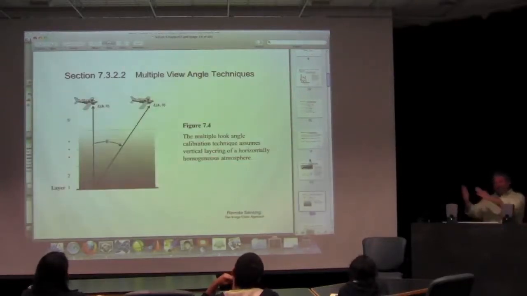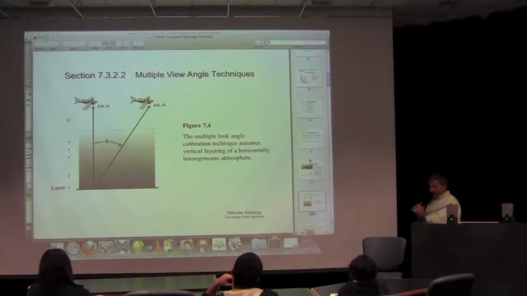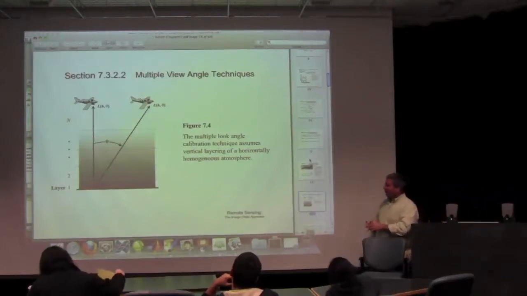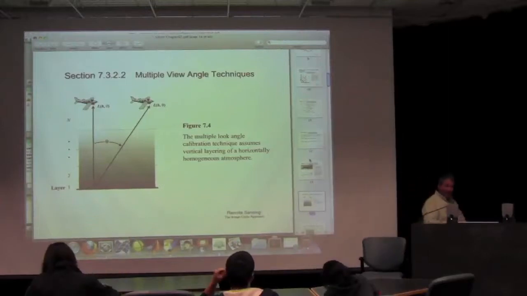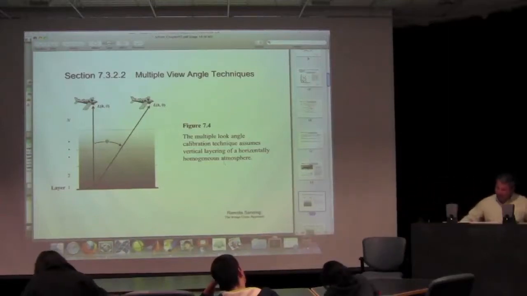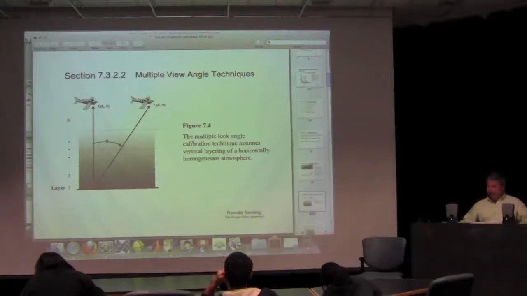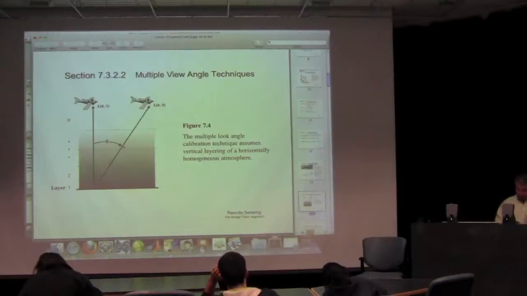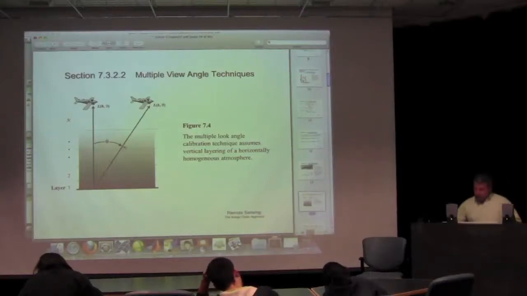All right, so now let's shift gears here for a sec. Multiple view angle techniques, or multiple angle techniques. Here, we're going to make the assumption that, again, our atmosphere is homogeneous. And we're going to look at the same target on the ground through two different paths, where the view angle is going to change by this angle theta. If you can assume this homogeneous atmosphere, then you can come up with a pretty cool approach using multiple angles.